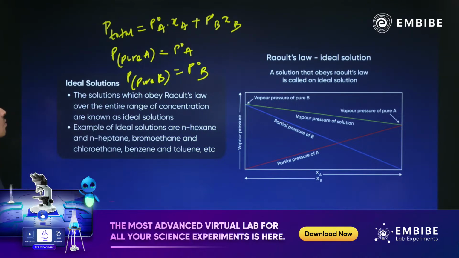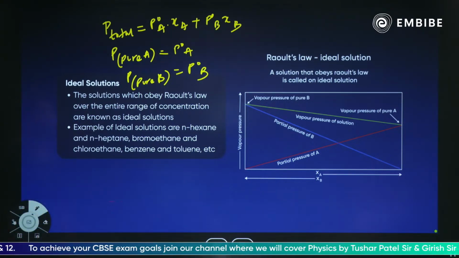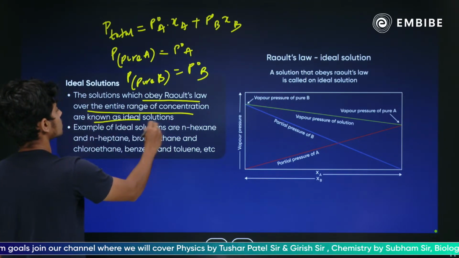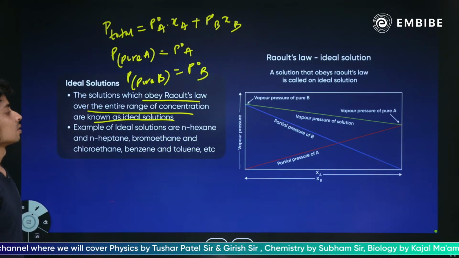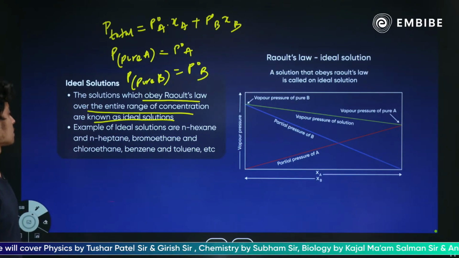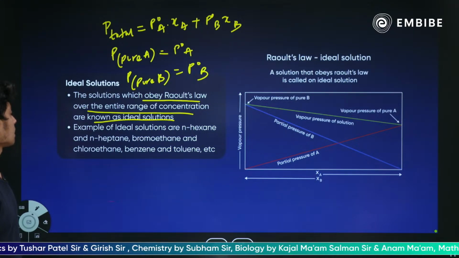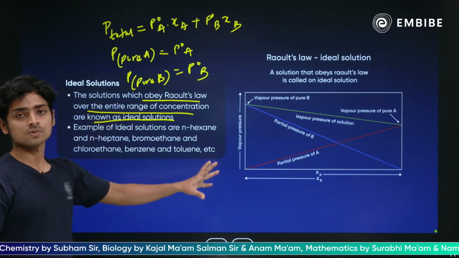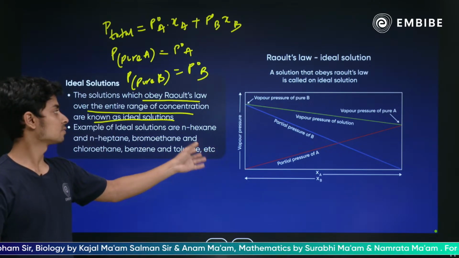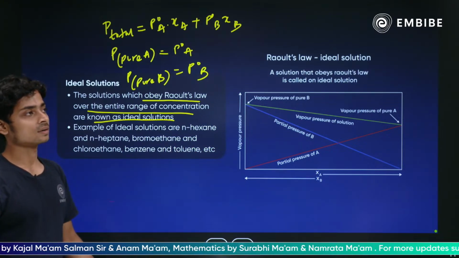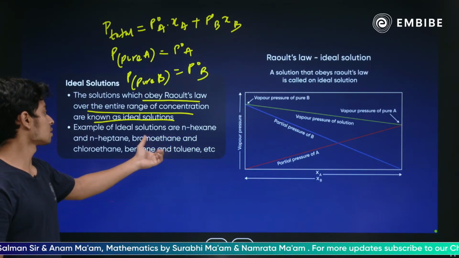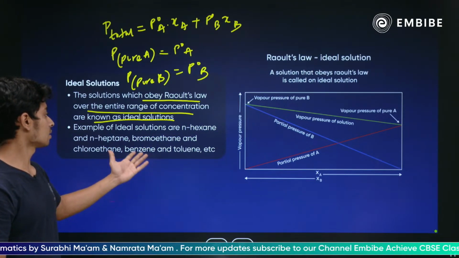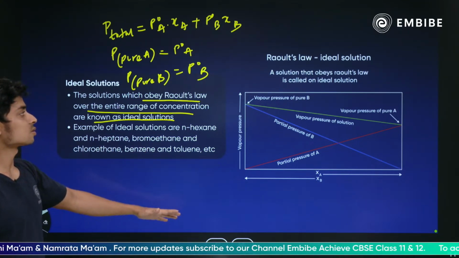Now, ideal solutions are solutions which obey Raoult's law over the entire range of concentration. Examples of ideal solutions are n-hexane and n-heptane, and bromoethane and chloroethane. They obey Raoult's law over the entire range of concentration. If the PA and PB values follow it over the entire range, they are said to be ideal. But only a few solutions are approximately ideal. N-hexane and n-heptane are approximately ideal. Bromoethane and chloroethane are also approximately ideal.